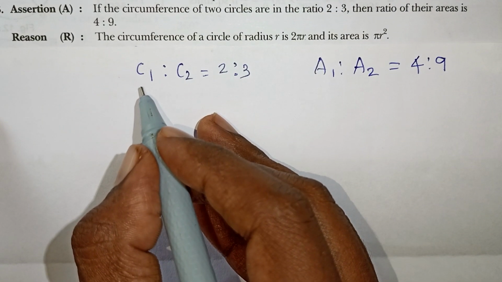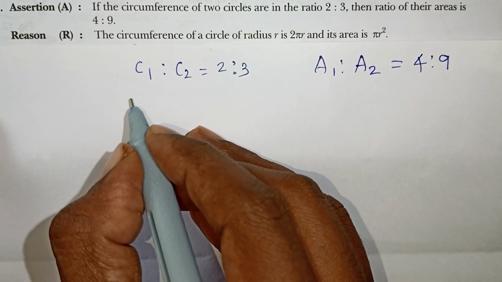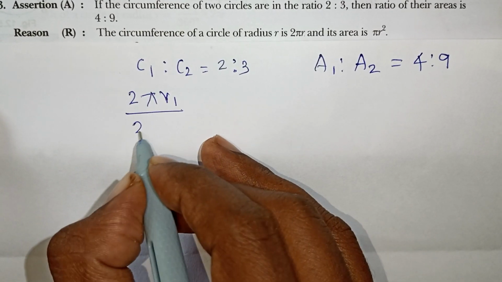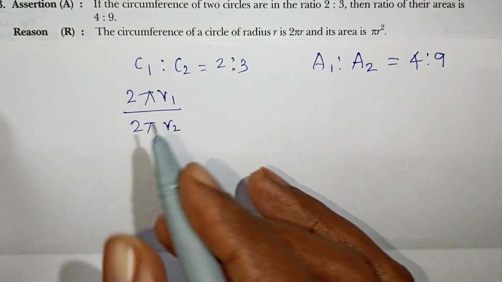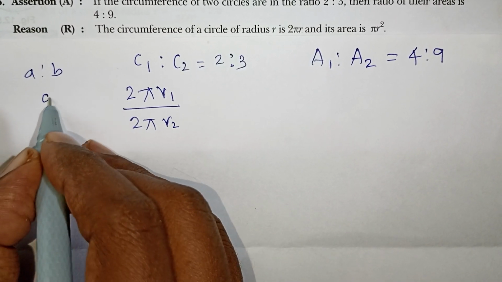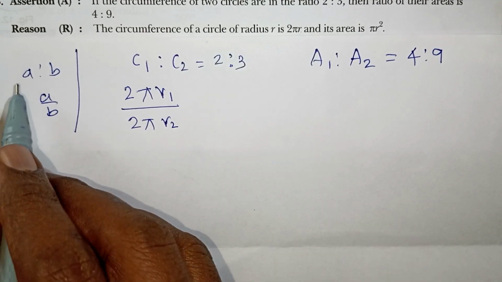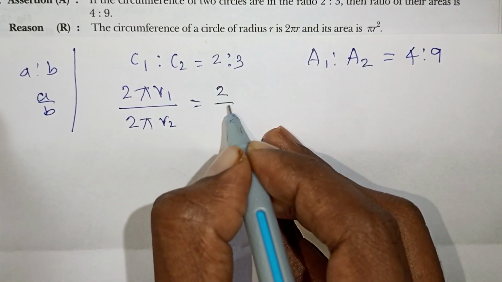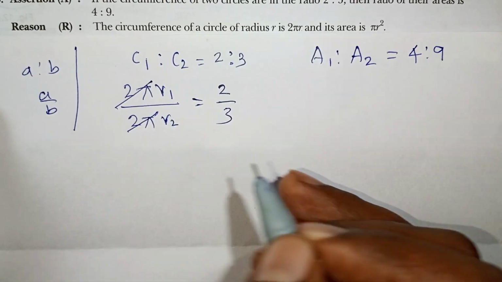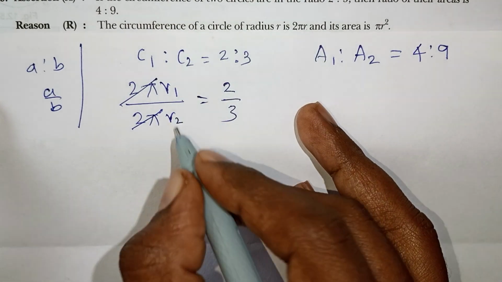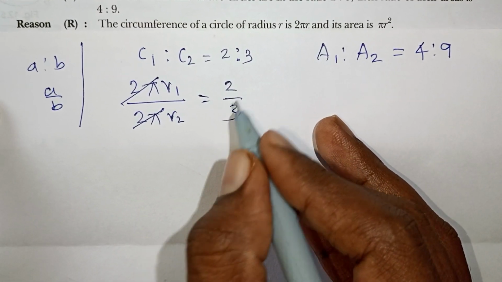Now circumference of the circle formula 2 pi r. Now for the first circle let us take 2 pi r1. For the second circle let us take it as 2 pi r2. So anything which is given in the ratio form can be represented as a fraction form. A is to B can be represented as A by B, which is equal to 2 by 3. Now this 2 pi and this 2 pi will get cancelled because they are constants. Now the radius will be 2:3 only.